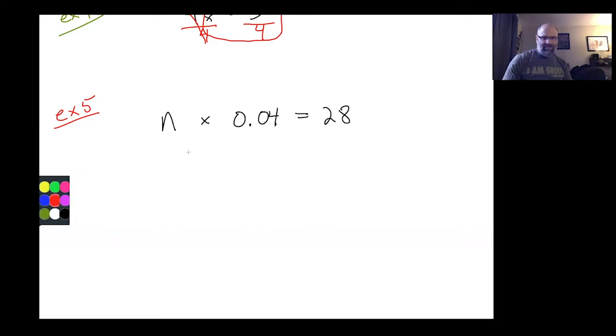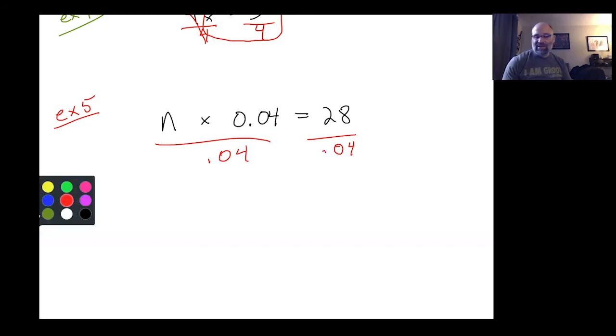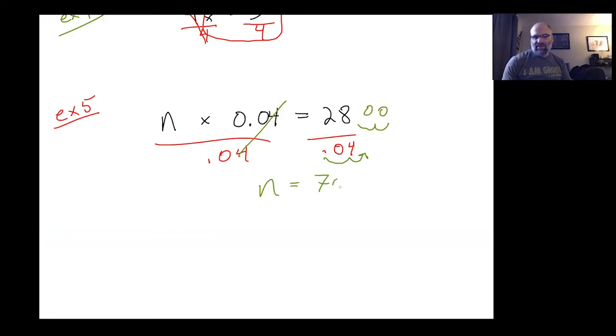I did that. So you're dividing by 0.04. Remember, you can't divide by a decimal, so you have to change that decimal to a whole number. And whatever you do to that, you have to do to this. So this, you have to add 2 zeros. 2,800 divided by 4 is 700.